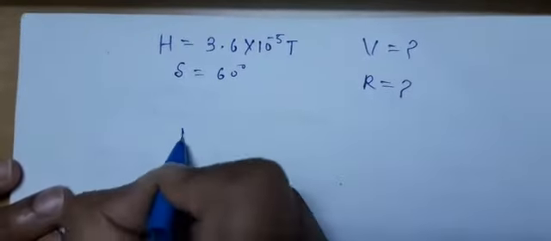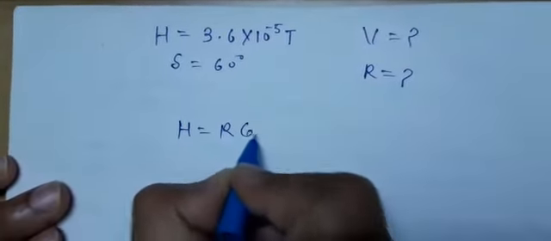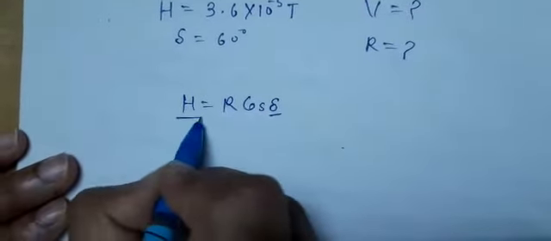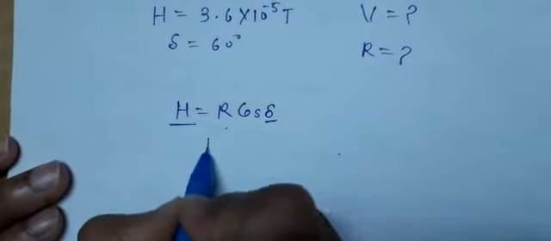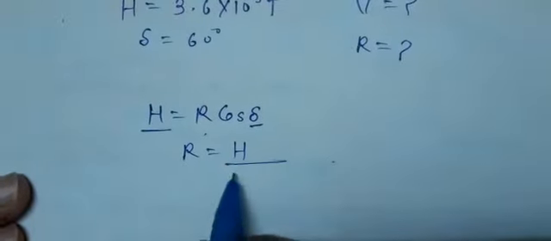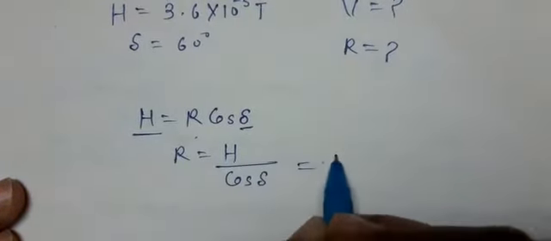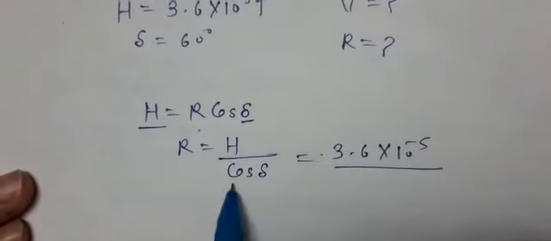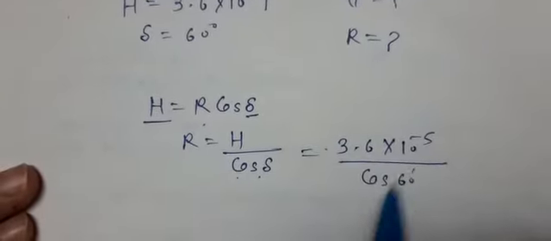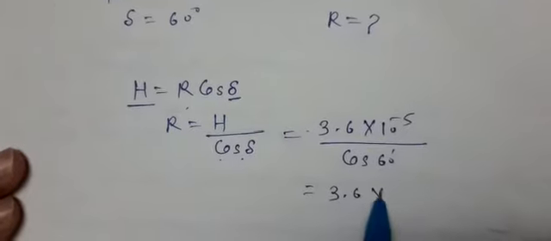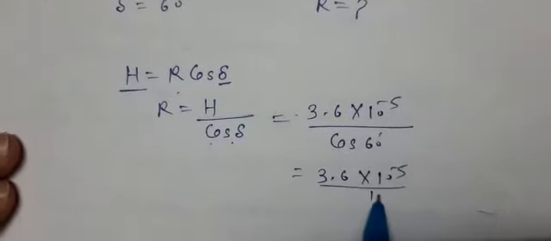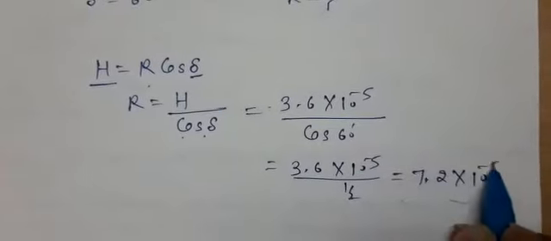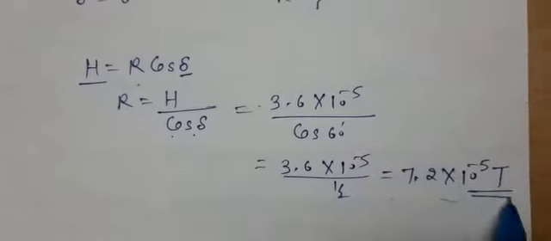So here H is R cos delta. Now delta is given, H is given. We can easily calculate R from here. So R is H upon cos delta, which is 3.6 × 10 raised to the power minus 5 upon cos 60 degree. Cos 60, what is its value? This is 1 by 2. So it will be 7.2 × 10 raised to the power minus 5 Tesla.